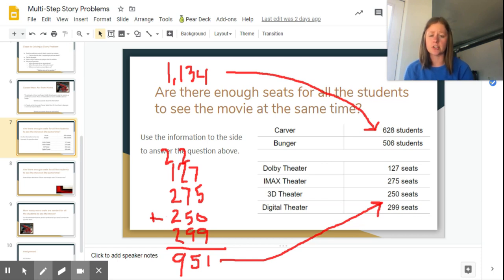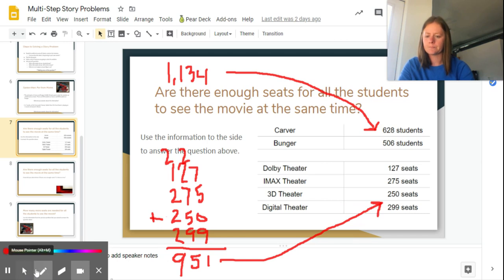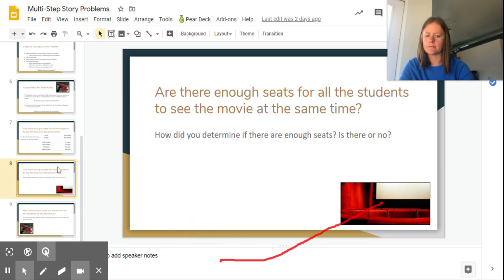Okay, so here it says, finally, we did both parts. As you can see, both operations were addition. It says, are there enough seats for all the students to see the movie at the same time? Well, if there are 1,134 students and 951 seats, do we have enough? No, we don't. We have more students than seats, so not everybody is going to be able to see the movie at the same exact time.